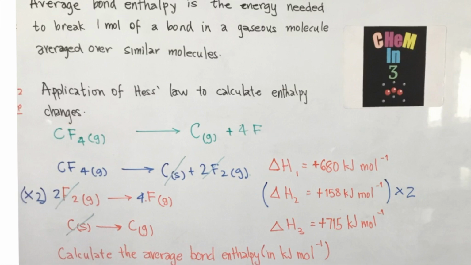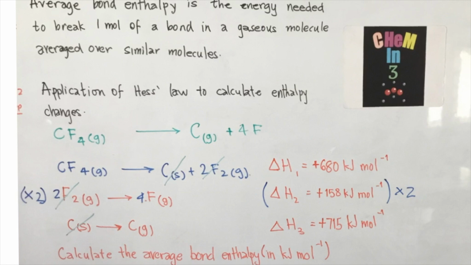Of course, you'd have to bear in mind that when you get the answer for this, you'll have to divide by 4 to get the average bond enthalpy, the energy associated with the average of the 4 bonds, whereas this equation gives the total enthalpy associated with breaking the 4 bonds. So you'd have to divide the final answer by 4.